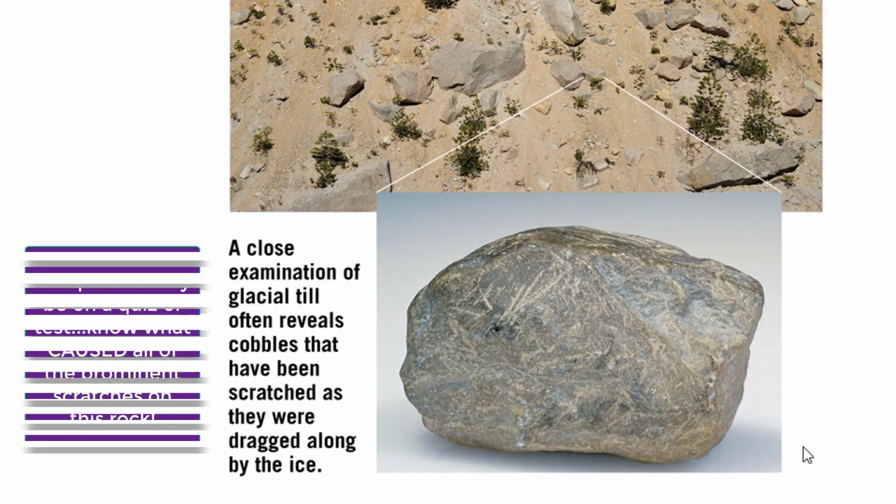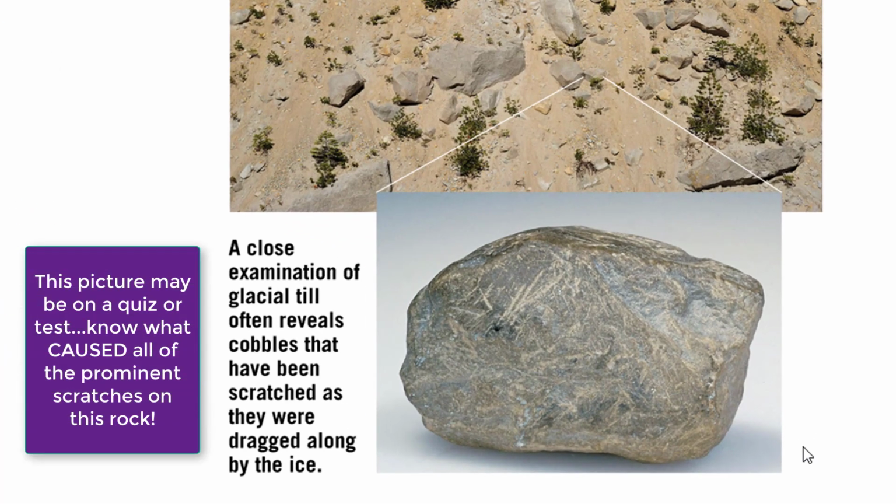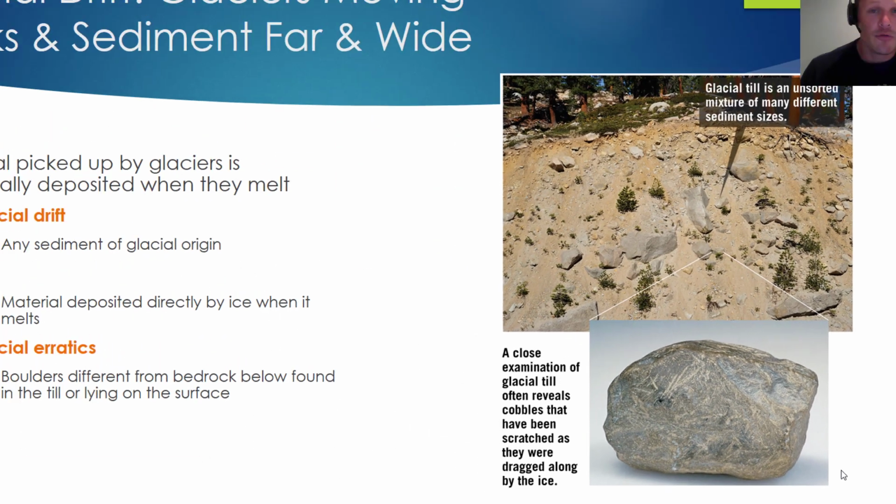And I want you to take a really close look at this picture shown on the slide. You may see this picture on quizzes or tests. And this picture shows a piece of glacial till that went along for a ride, courtesy of a glacier. Notice all the scratches in this rock. And those scratches were caused by the rock being dragged along by the glacier as it moved.